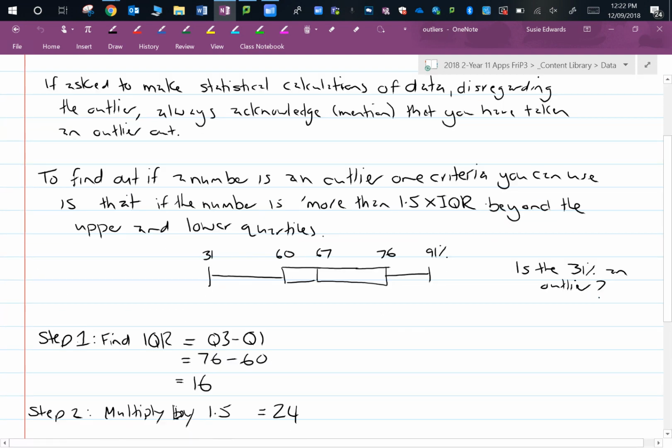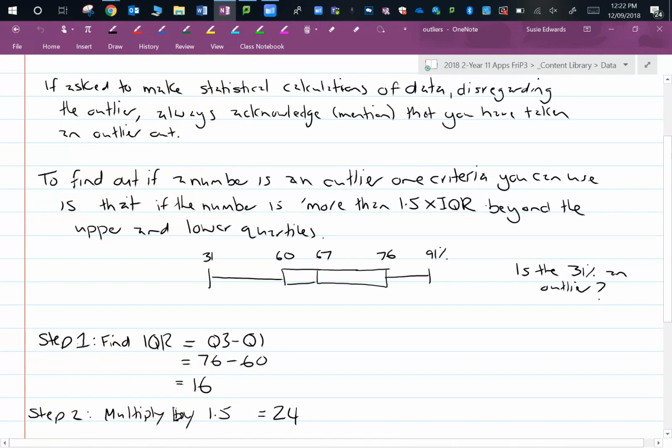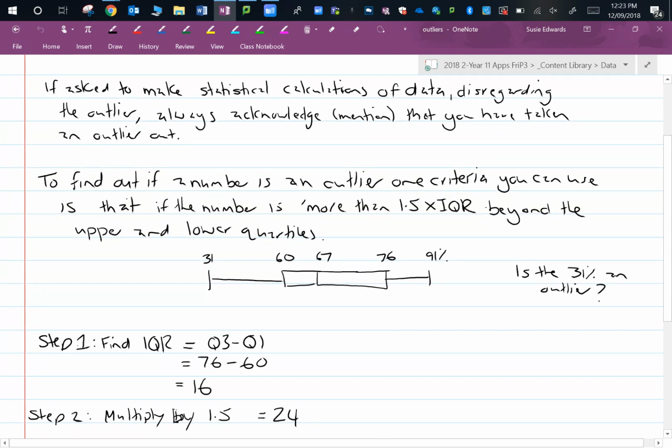Okay. So step 1, find the interquartile range. Can I get you to listen, not write? I'll give you time to write, so I'll freeze it again in a second. Step 2, multiply by 1.5, so we've got 24. What we're actually saying here is 24 above 76. Any score up to and including that number is not an outlier. So 76 plus 24 is 100. So any score under 100 is not an outlier. So therefore I could say 91 is not an outlier. It's part of the scores, okay?